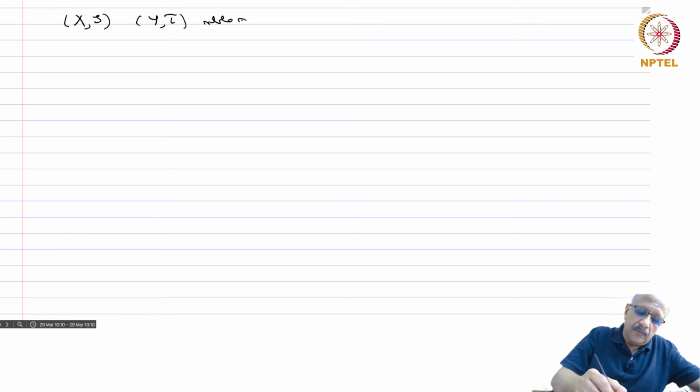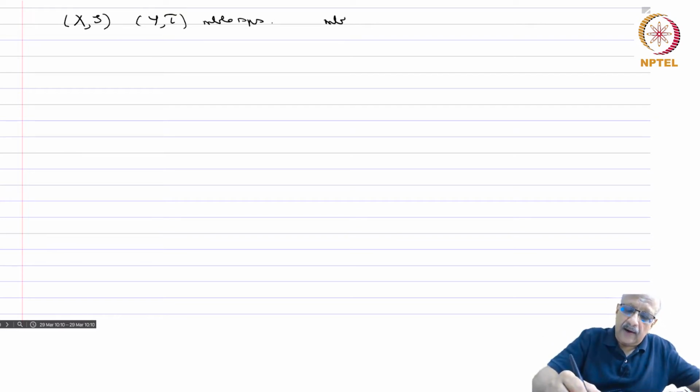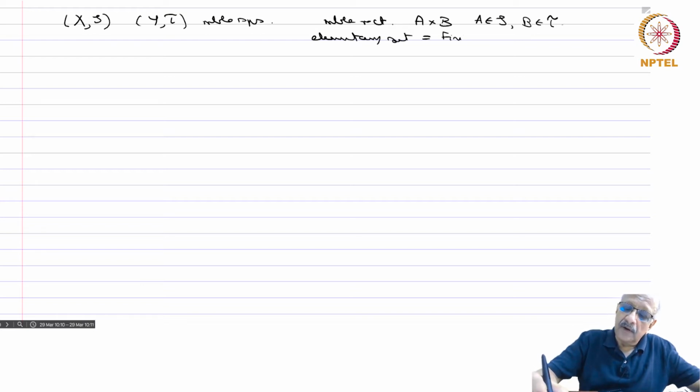Okay, so we are now looking at product spaces. So we have (X, S) and (Y, T) measurable spaces. A measurable rectangle is of the form A cross B, A in S, B in T. And then an elementary set equals a finite disjoint union of measurable rectangles. And so this is E, the elementary sets.